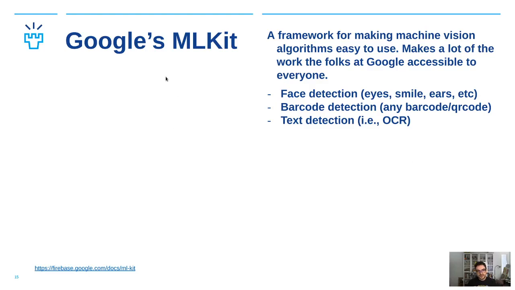So let's talk about Google ML Kit. ML Kit is another toolkit from Google that allows you to leverage machine vision algorithms in an easy API, and it makes a lot of the research work that the folks at Google do accessible to everyone. Here are a few examples that I have prepared for this class. We have face detection, where it can detect your eyes, your smile, ears, etc. There's barcode detection, so you can detect and read barcodes, and also text detection, doing optical character recognition.